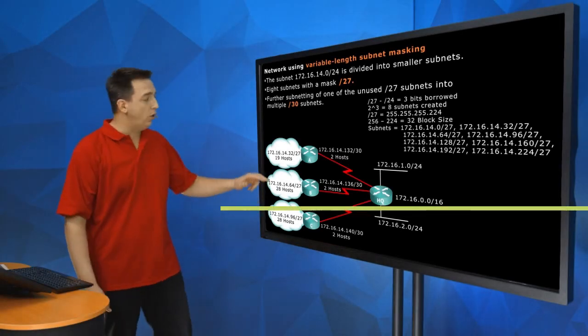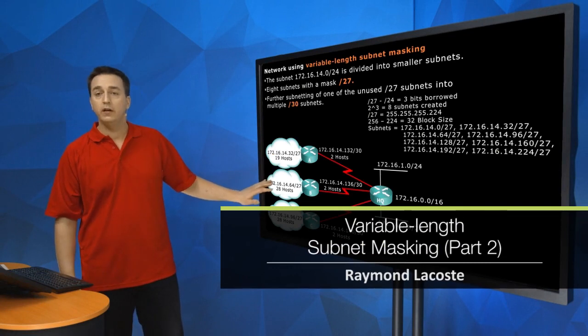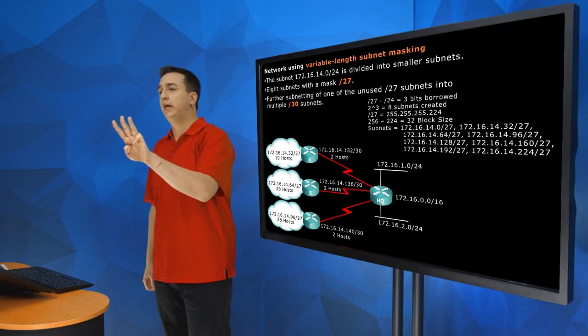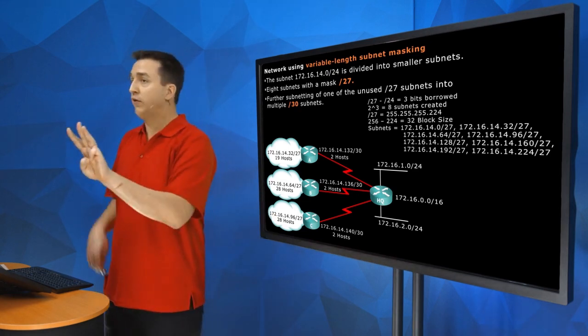So let's go ahead and deploy 14.32 here, 14.64 here, and 14.96 here. Out of the 8 we created, we used 3, and there's 5 left over.